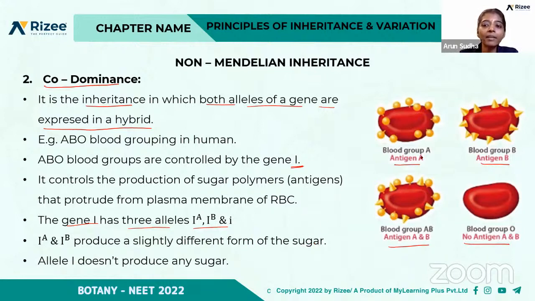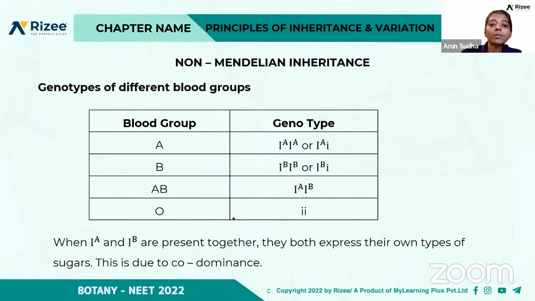So they differ in the antigen that is present, the type of sugar that is present. But this allele i, which is represented as a small letter, does not produce any sugar. For example, blood group O doesn't have any sugar. If you take the genotypes of the different blood groups, you know that there are 4 blood groups: A, B, AB and O.